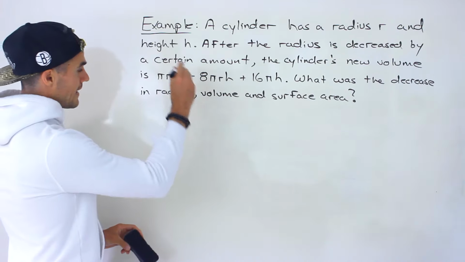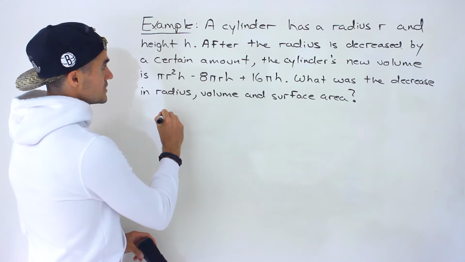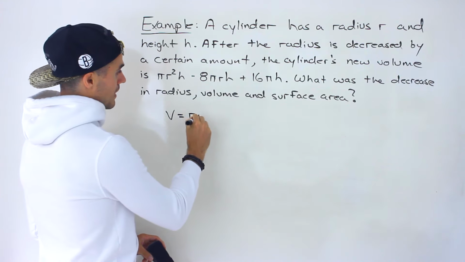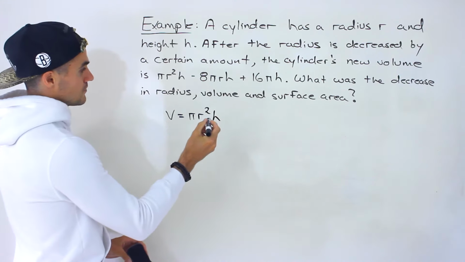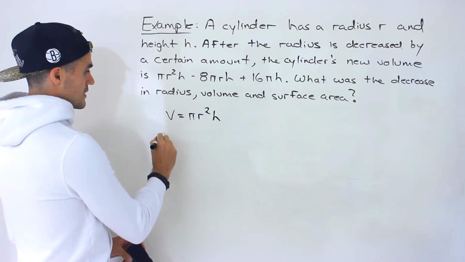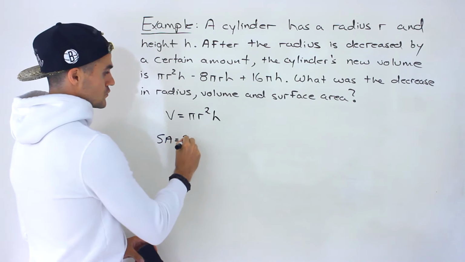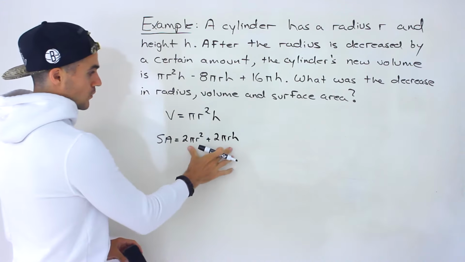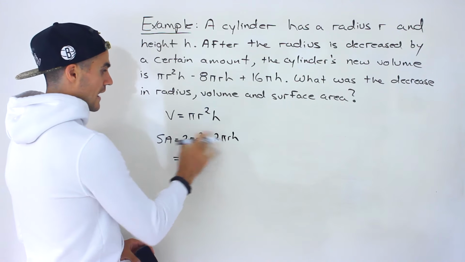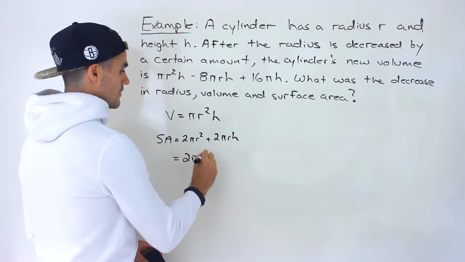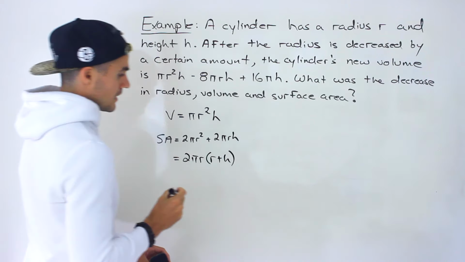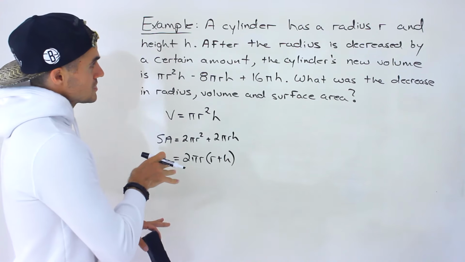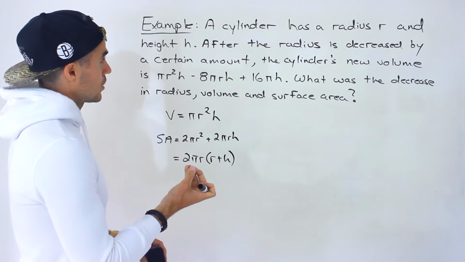Now, as a quick reminder, when we're dealing with a cylinder, what is the volume of a cylinder? Well, it's basically pi r squared h. And then we're also going to be dealing with the surface area, and we know the surface area is 2 pi r squared plus 2 pi r h. Another way you could represent the surface area if you want, you could factor out a 2 pi r, and you're left with an r plus h in brackets like that. So either of those work. So we're going to be using these formulas throughout the question.